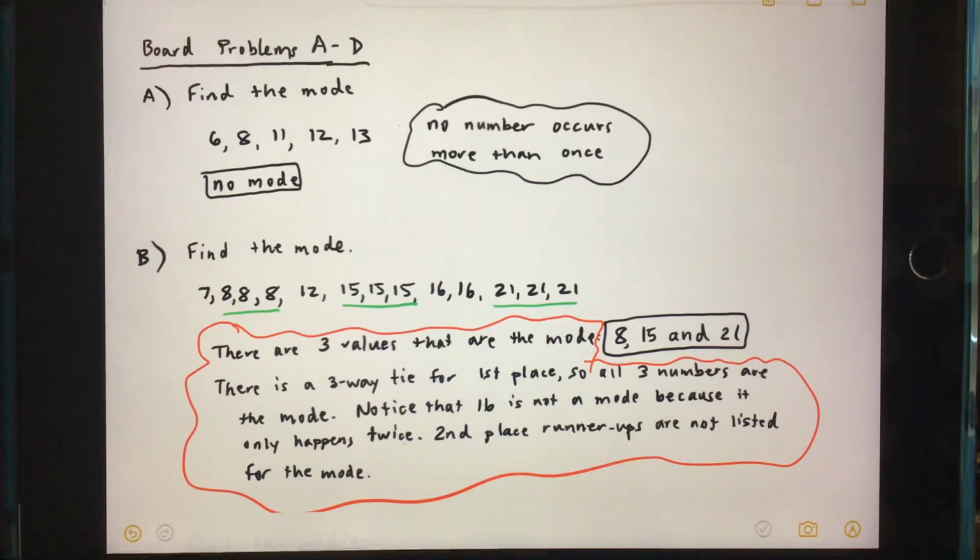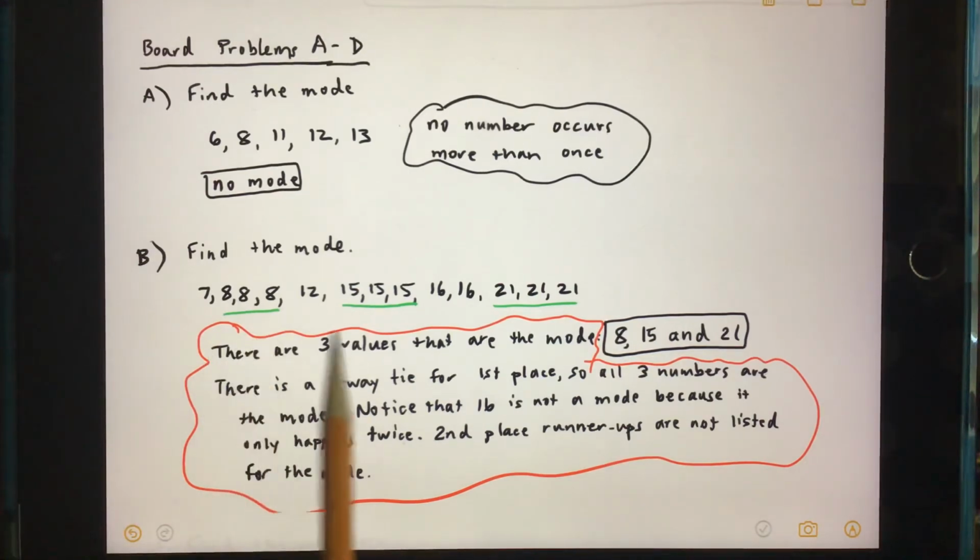Part B, find the mode. For this data set, well, let's see the mode. I have my numbers organized least to greatest. That helps me identify which numbers occur more than once. If your data set isn't already organized in that way, oftentimes it will be best if you do organize your numbers least to greatest to find the mode, and you have to for the median.